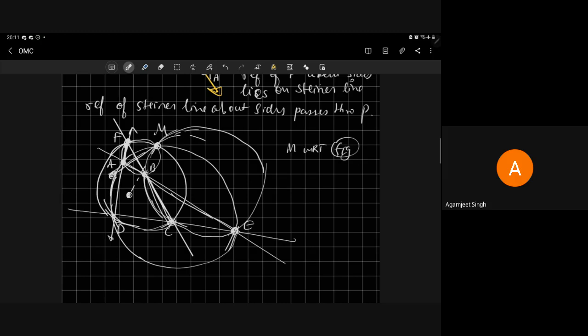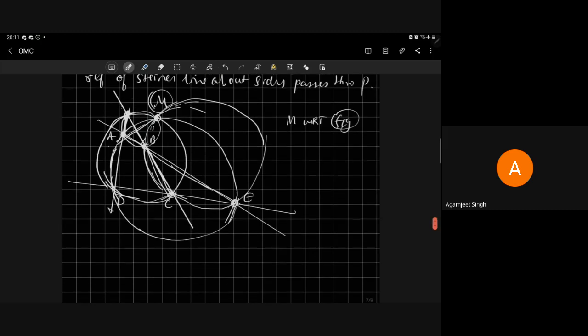I'm sorry, the diagram seems to be very bad. What is M? M is the Miquel point of these four lines. M is here. So if you consider the Steiner line of M with respect to any one of these triangles or circles, you'll get a line which passes through the reflection of M about three sides. So let's say here, here, and here.